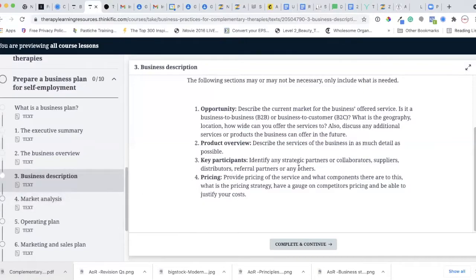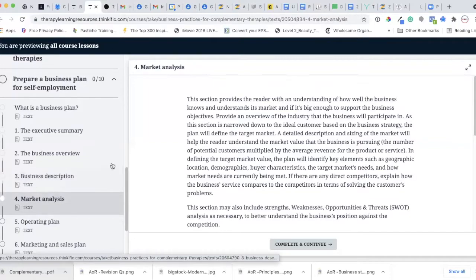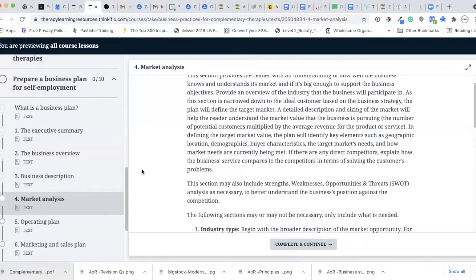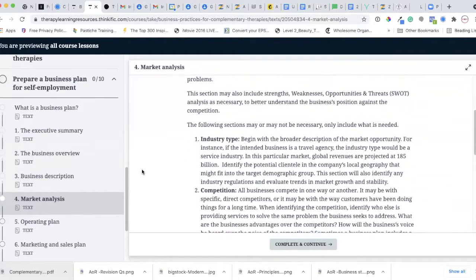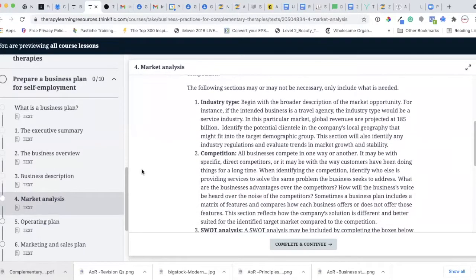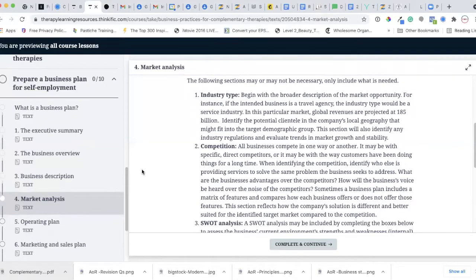Collaborators: who's going to help you, who are your referral partners. Working with other complementary therapies is really, really useful to do. Market analysis. This is basically, why do you think there is a need for what you are offering? With our industry, there is some research that you can do, lots of things that you can cite to confirm that complementary therapies is a growing market. So you need to do a little bit of research on that.